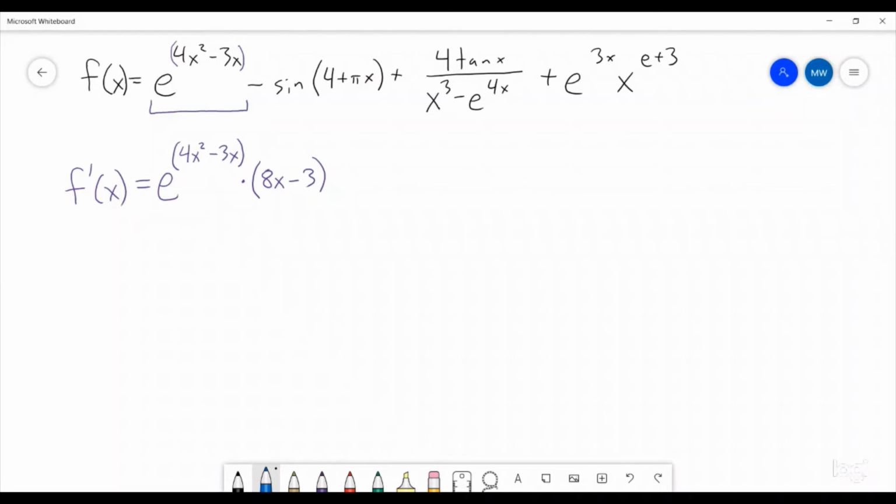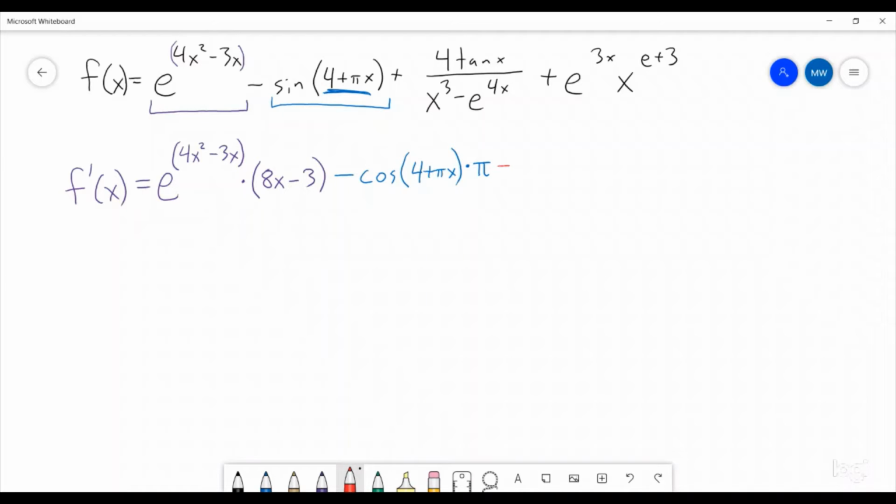Okay, now let's look at the minus sine of stuff. So we have minus, and then what's the derivative of sine of x? Well, derivative of sine is cosine, so we'll have cosine of the inside. But then we have to multiply by the derivative of the inside, that's just a pi. So that's what that piece is going to be.